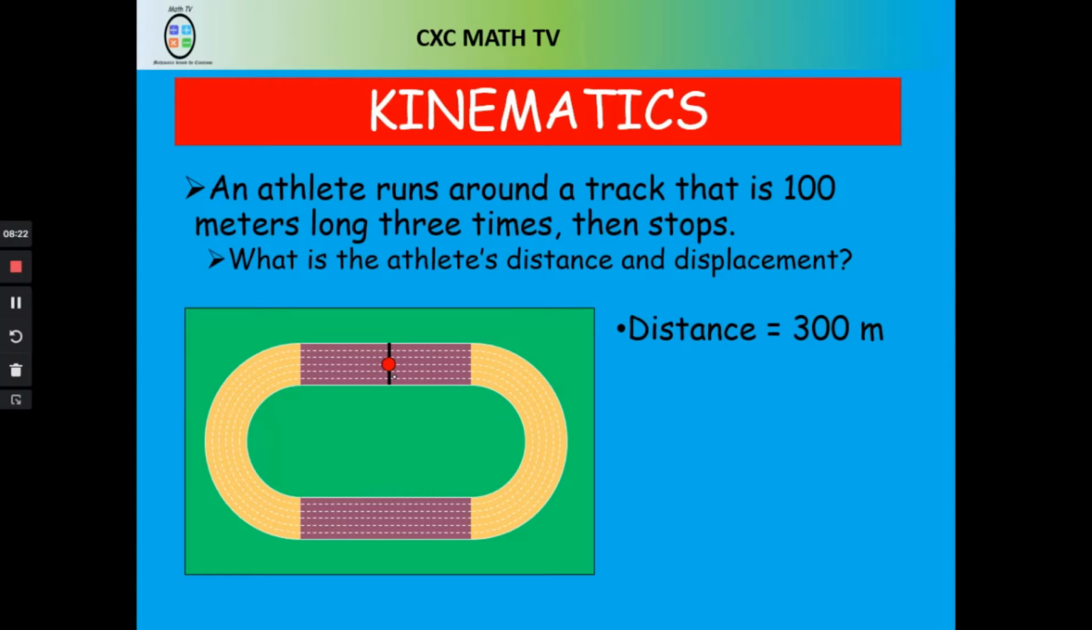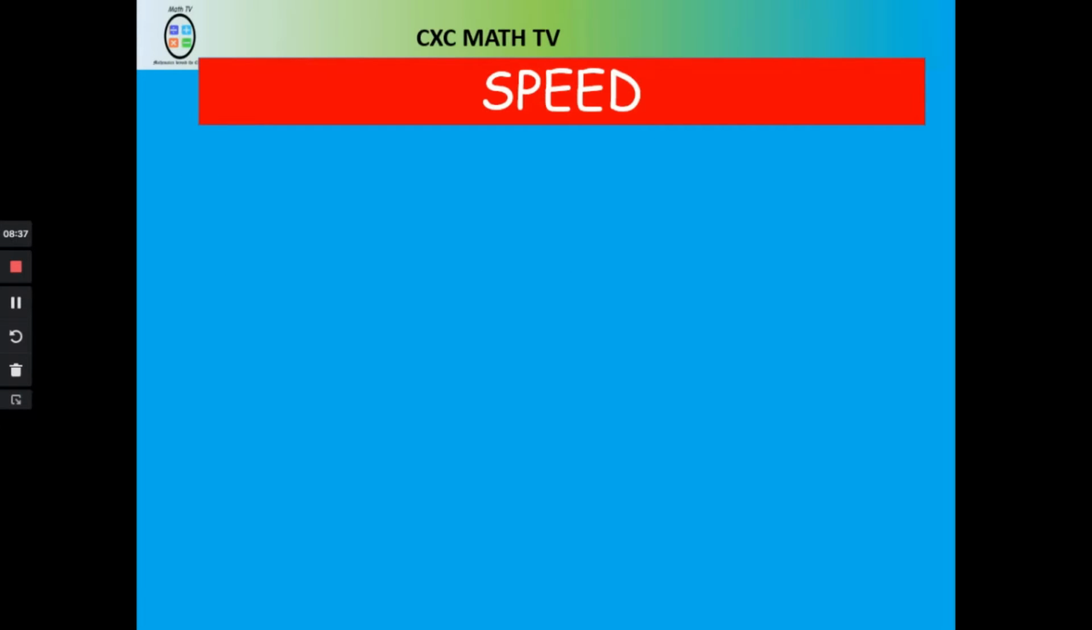What's the displacement? He doesn't move from the starting point. So the displacement is what? Zero. Because it's from where he started. The displacement is zero. Why is that? Answer that question. Now, I hope you've understood everything there with distance and displacement.